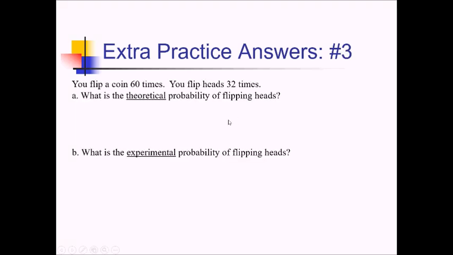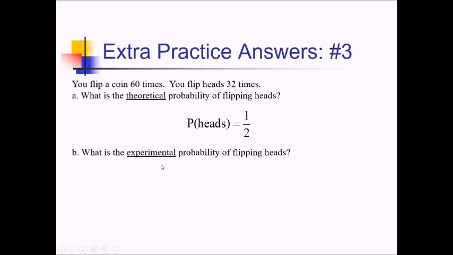For this problem, we flip a coin 60 times. 32 times we get heads. And for the first part, we want the theoretical probability of flipping heads. So this is just saying, based on the experiment, how many times would you expect to get heads? So it's basically desired outcomes divided by total possible outcomes. So there's 2 outcomes if you flip a coin, heads or tails. And out of those, only 1 is what we want here, heads. So our probability then is 1 out of 2.